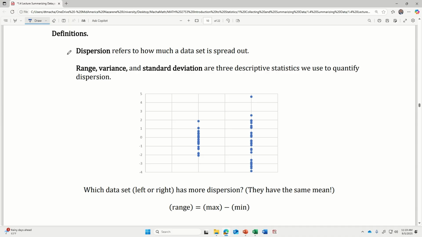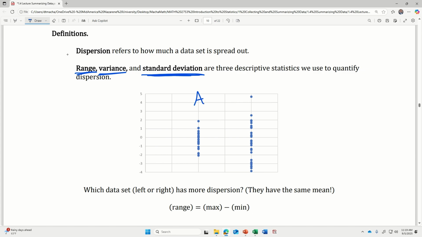If I say the word dispersion, dispersion refers to how much your data set is spread out. There are 3 descriptive statistics that we can talk about today that are measures of dispersion. And there are others out there, but this is an intro class. This is not all of statistics. This is intro to statistics. So we're going to talk about range, variance, and standard deviation. These are ways to measure how much your data set is spread out.